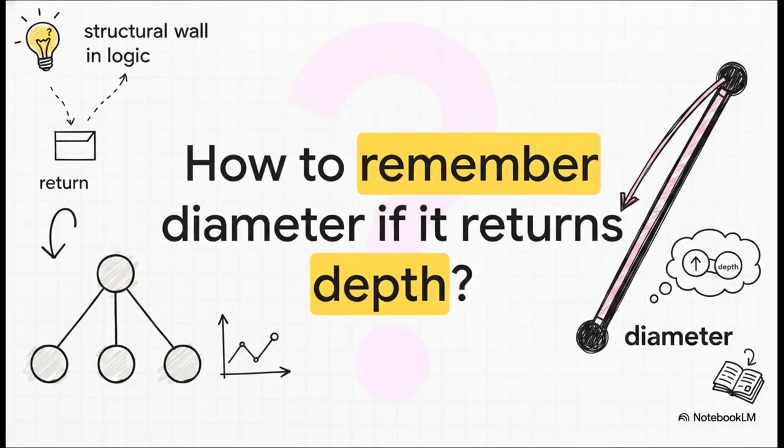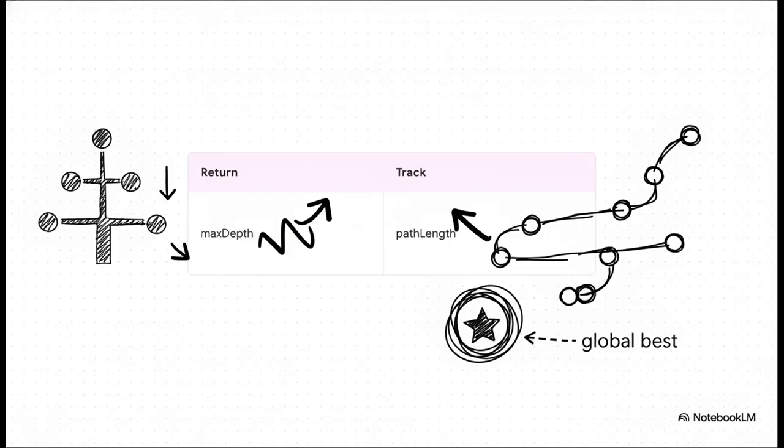But wait, we've hit a bit of a structural wall in our logic. A recursive function needs to return its maximum depth to its parent node so the parent can do its own math, right? But if the function is only returning depth, how do we remember the actual diameter, the maximum path length that we might have discovered deep, deep down in the tree? We basically need the function to tell the parent node one thing, but remember a completely different thing for our final answer. So to solve this, we have to cleanly separate our concerns into two completely different tracks.